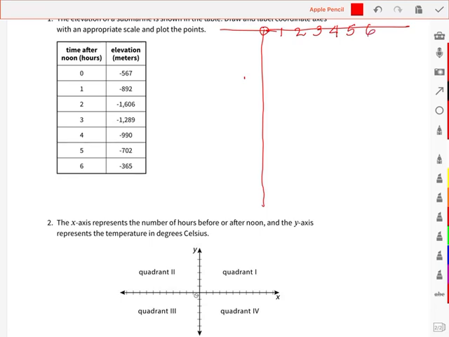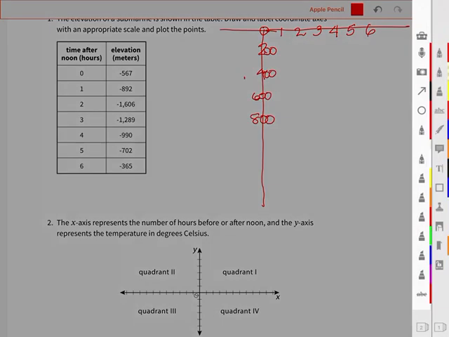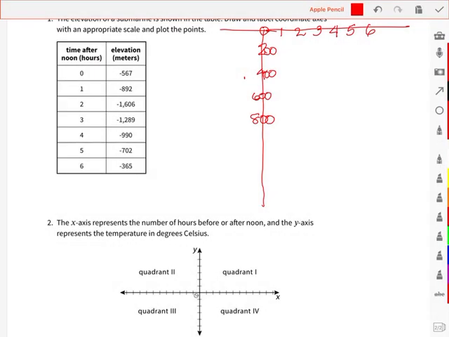And we're going to count by one-hundredths. I think we could do, or twos. Let's go by twos. So 2, 200, 400, 600, 800, 1,000, and we need to go up to 16, so 1,200, 1,400, 1,600. Okay, so let's plot our points.